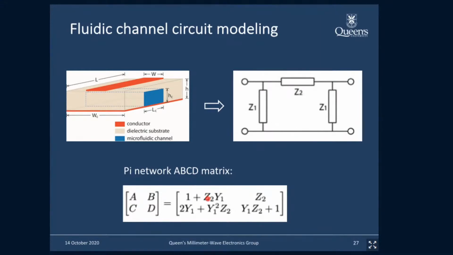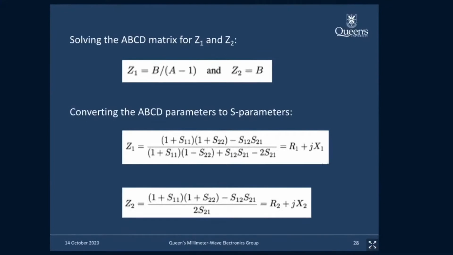So what we looked at is, instead of a droplet on top of the transmission line, a transmission line with a channel dug underneath it, and then filled with water here. And then if we apply this pi model to that circuit, we can immediately derive an ABCD matrix, right? It's a lumped element model. Once we have an ABCD matrix, we can solve for the impedances in the pi model, which are given here on the top by these two expressions.